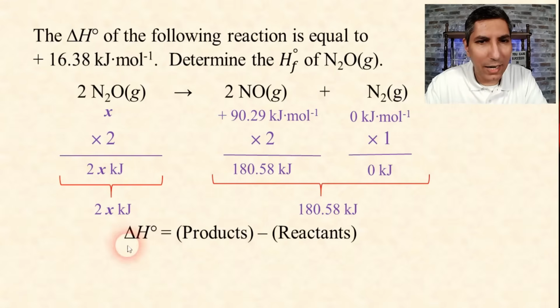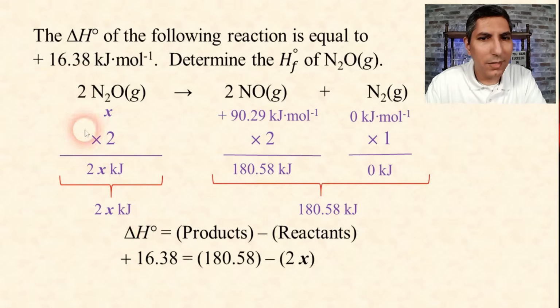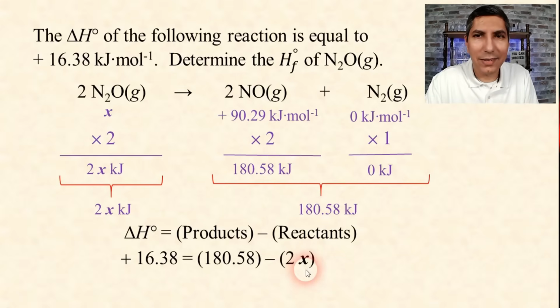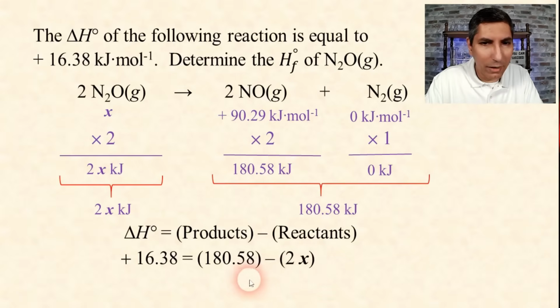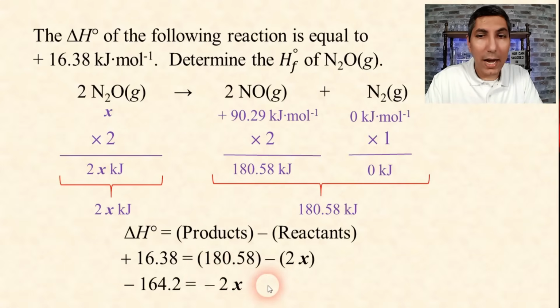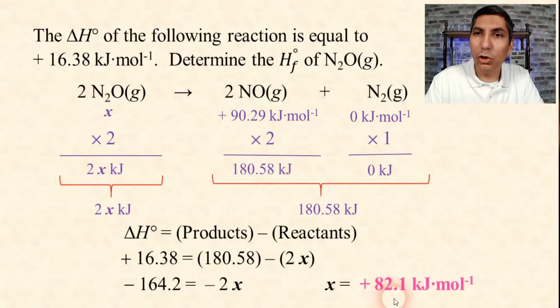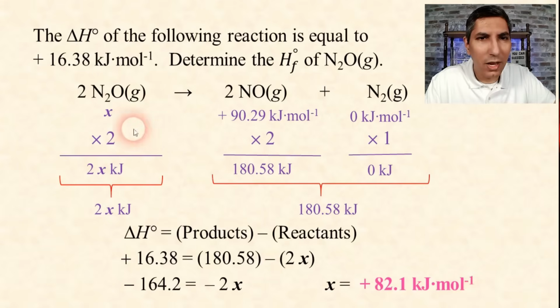And so that means I have to take the delta H, which is 16.38, given to us in the problem, equals the 180.58 minus 2x. And if I can solve for x, I'm going to find the enthalpy of formation of the N2O. So just use some algebra here. Subtract 180.58 from both sides and divide by -2. And I find that X is about 82.1 kilojoules per mole. So that would be my enthalpy of formation of N2O.